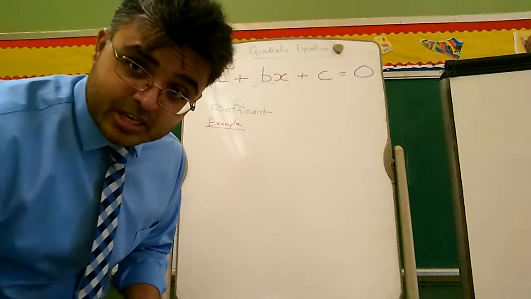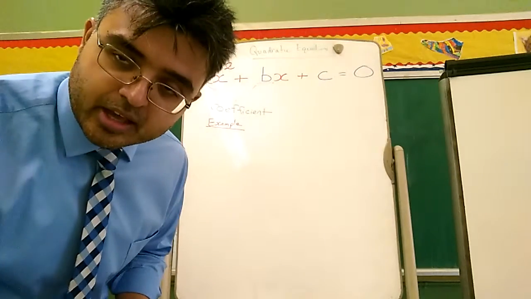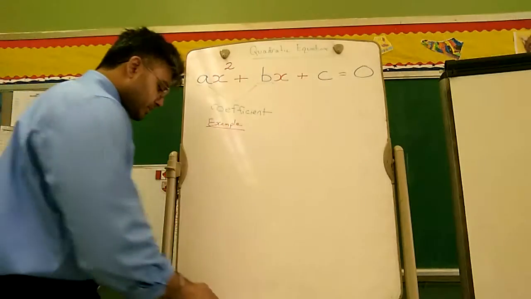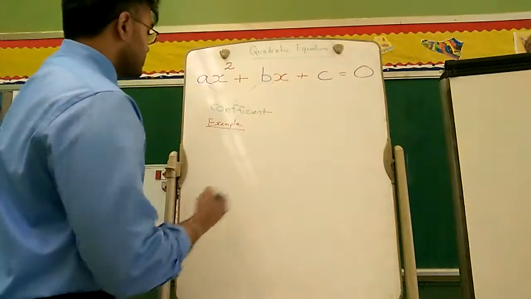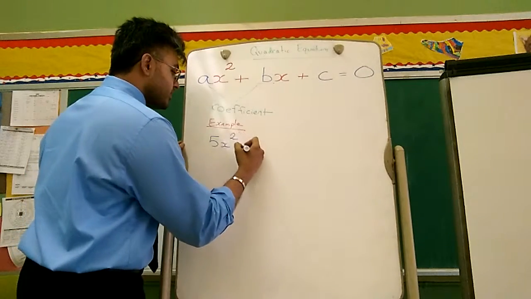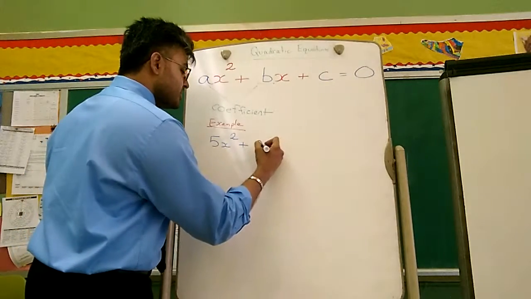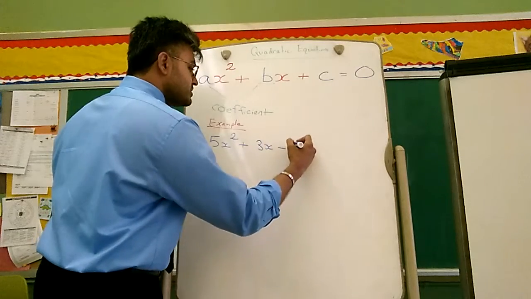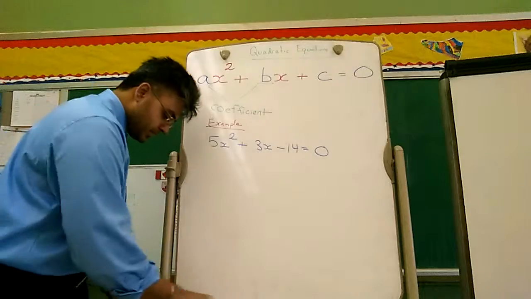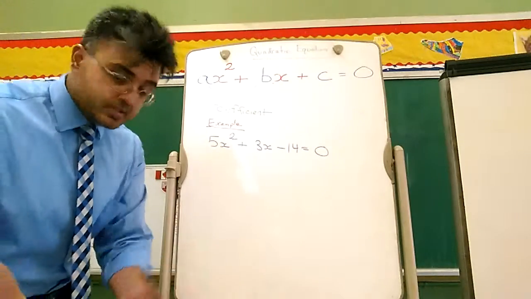And by the way, it doesn't have to be X. We can use M, K, L, who knows, any other letter. It doesn't have to be X all the time. Let's try another one. Let's try, how about this? 5x squared plus 3x minus 14 equals 0. Let's find out A, B, and C.